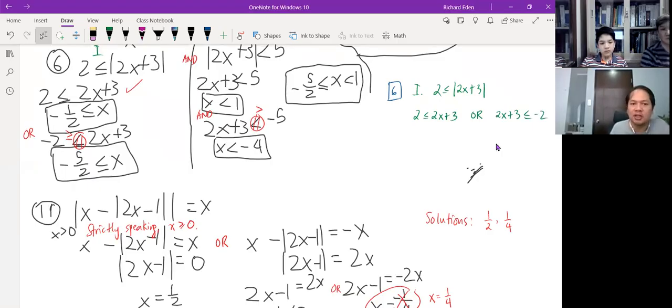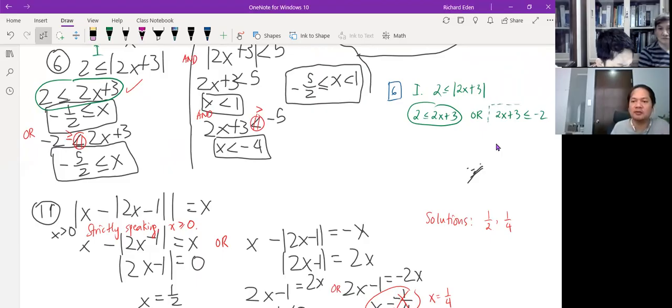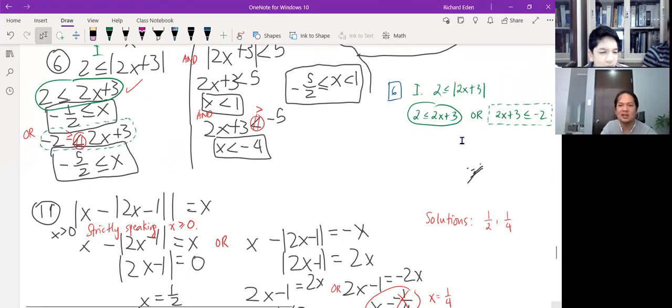Compared to what you did, consider 2x plus 3 greater than or equal to 2, which is this. However, the second consideration, the second inequality you should have looked at was 2x plus 3 is less than or equal to negative 2. However, in what you considered as an inequality, the inequality symbol was pointing in the opposite direction. All right. Same as well with the second part.